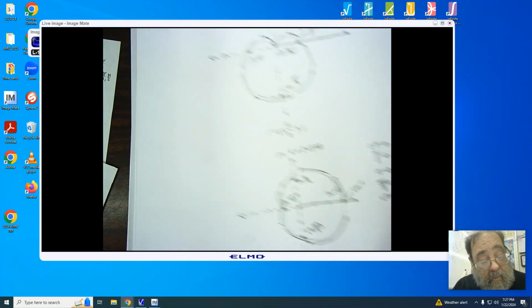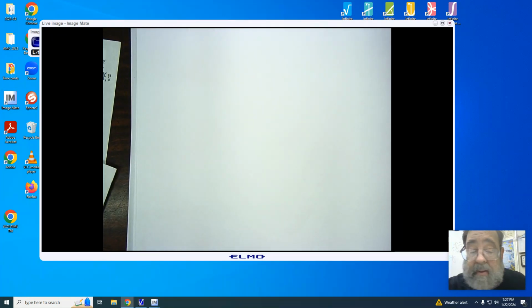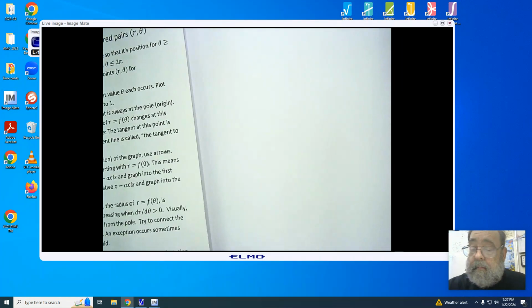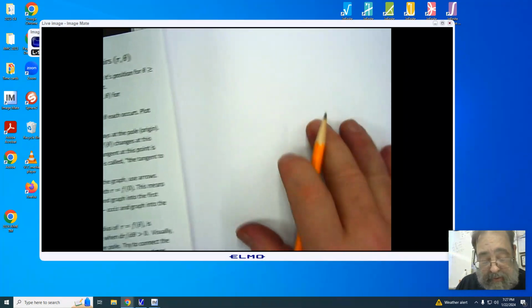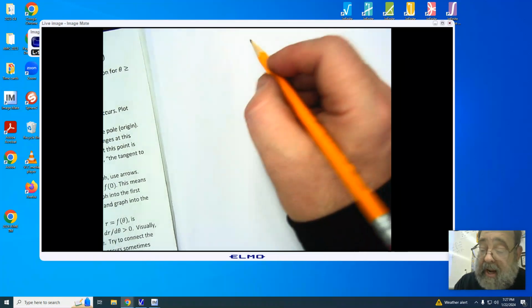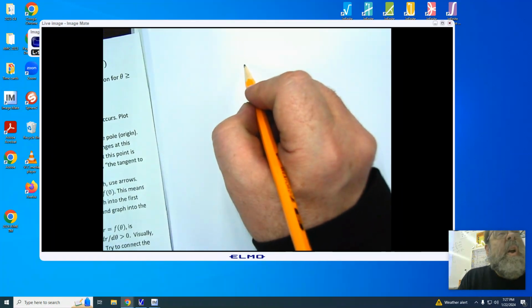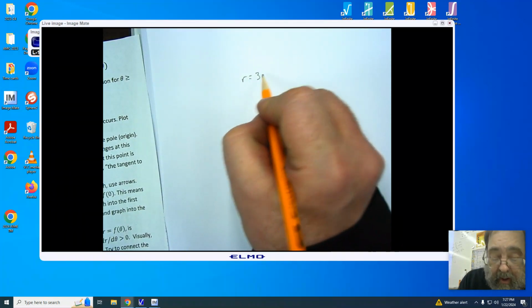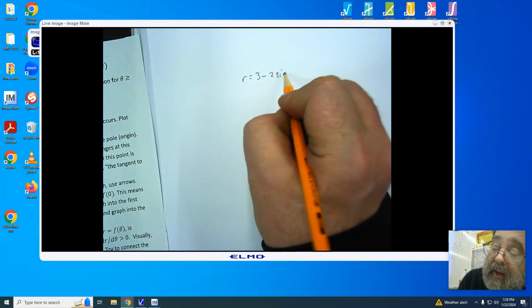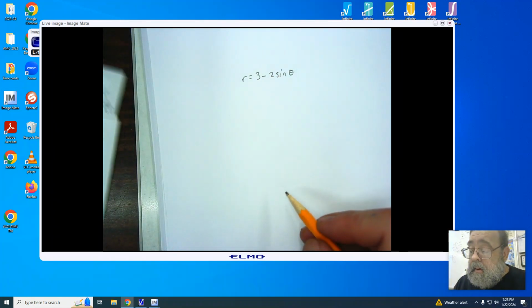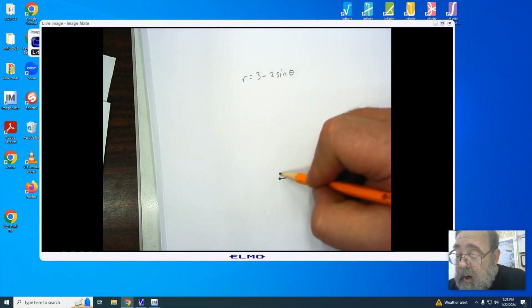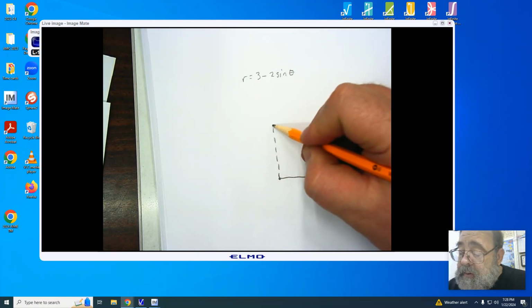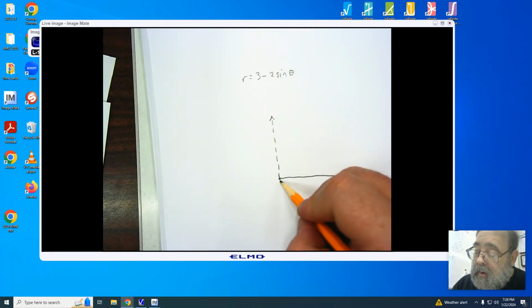Now, whether we're working with sine or cosine, it's all going to be the same. So let's go ahead and do a sine. This time I'm going to do a negative. So we're going to do r equals 3 minus 2 sine of theta. Again, I'm going to set it up. I'm only working with the ordinates. Those are these quadrantals.